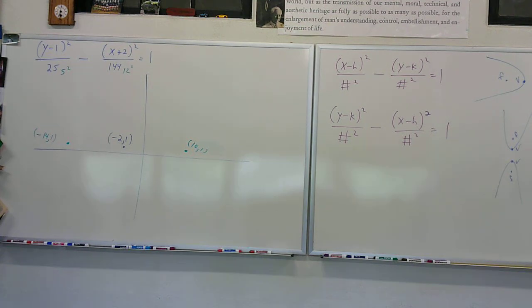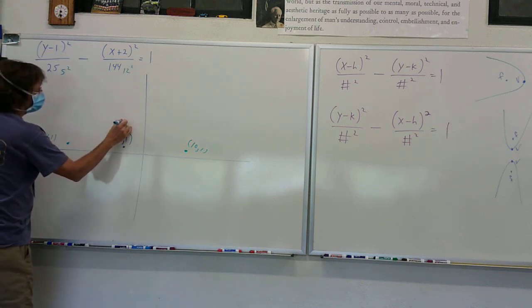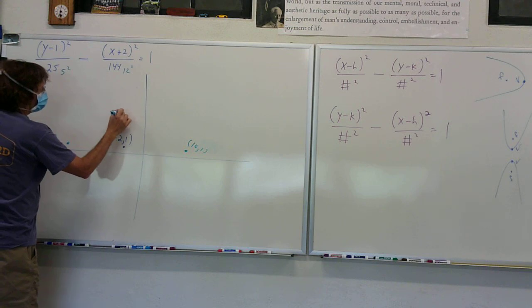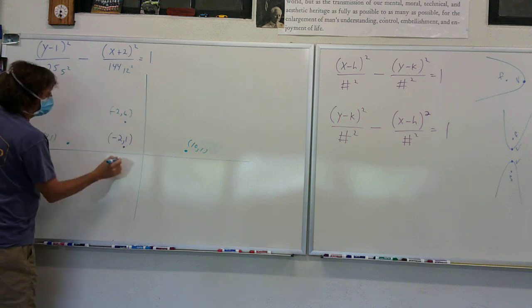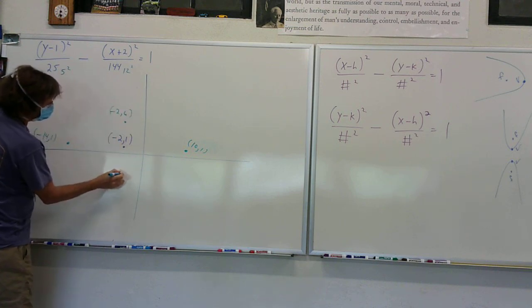Then you're going to count up and down the 5. Now, if you're making slashes and you're counting slashes, you won't be able to keep up with what's important, the number values. So we'll go up and down 5. Negative 2, comma 6, and negative 2, comma negative 4.